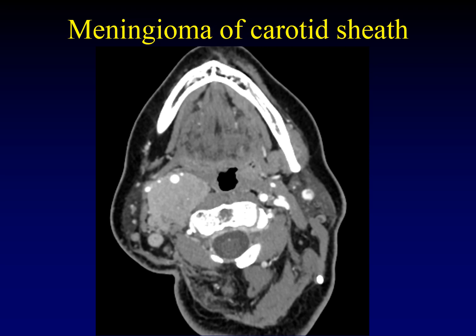Remember that meningiomas can extend down from the skull base into the neck. Along the carotid sheath is a common location for these to spread. You can see that it's coming in the posterior carotid sheath, elevating the arteries and veins anteriorly, much like a vagus tumor would, because it's coming along the same path that the vagus would take.